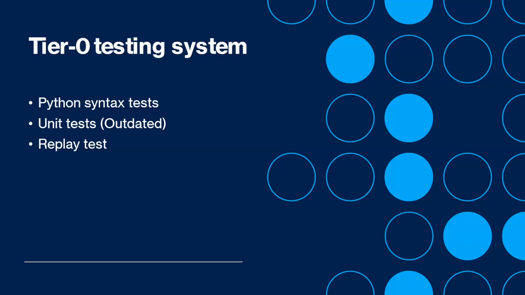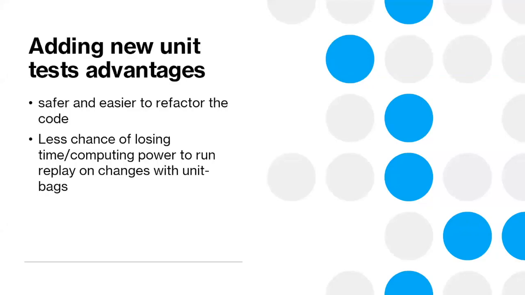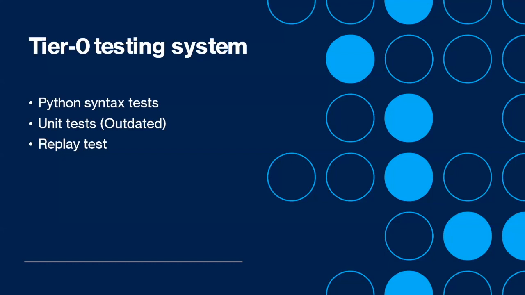So you should wait until the replay test is finished and see the result, and then your changes will go to production. We want to have something between those tests, like small unit tests or a smaller replay test. At first I wanted to reuse these old outdated unit tests, but there were some problems with them and it didn't work out.